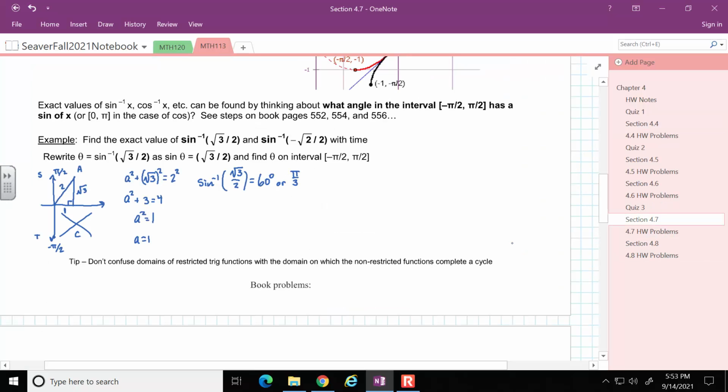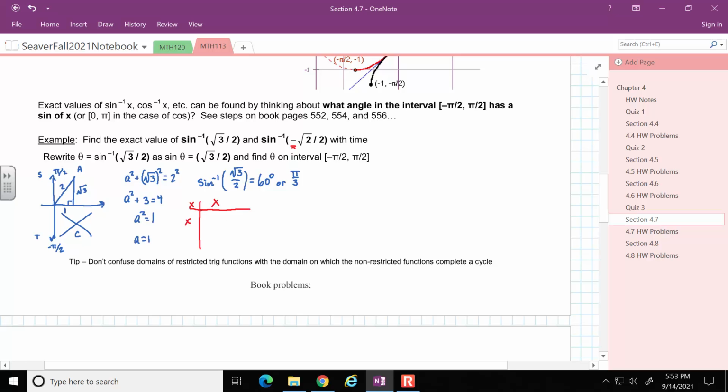Inverse sine of negative square root of 2 over 2. Like I said, I'm a triangle guy. I like to come in and look at these triangles. I'm going to go through a similar situation, but I'm going to know here it's not positive. This negative sign, it's not going to be here. And I already know it can't be here, it can't be here. It's not defined there. So inverse sine.